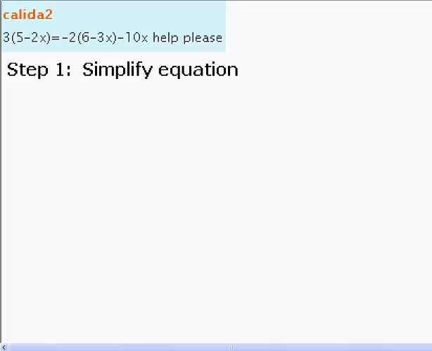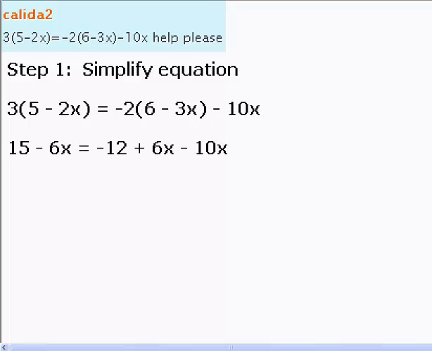We can see that there are two brackets here, so the first step is to simplify the equation. That means we're multiplying the 3 through on the left-hand side of the equation and the negative 2 on the right-hand side of the equation. So if we rewrite this equation, we find that 15 minus 6x is equal to minus 12 plus 6x minus 10x. After adding like terms, this reduces to 15 minus 6x is equal to minus 12 minus 4x.